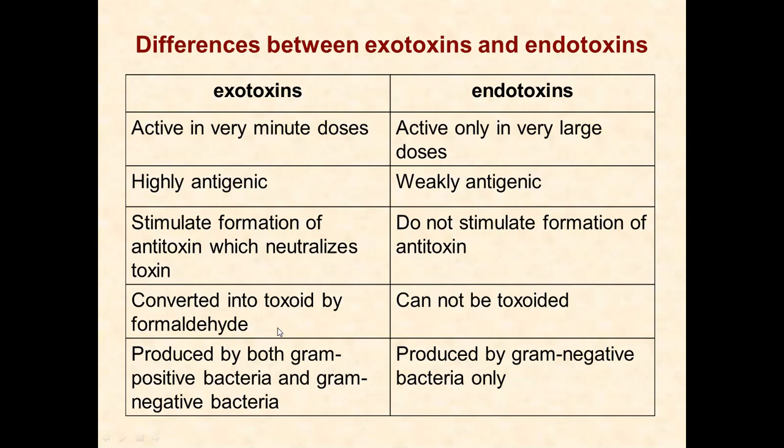Endotoxins are produced by gram-negative bacteria. Endotoxins are not as toxic as exotoxins, and they have weak antigenic properties. Some of them are antigens, but they don't stimulate the formation of neutralizing antitoxic antibodies. They cannot be used for production of a vaccine like toxoid, and only gram-negative bacteria possessing an outer membrane with lipopolysaccharide produce these endotoxins.